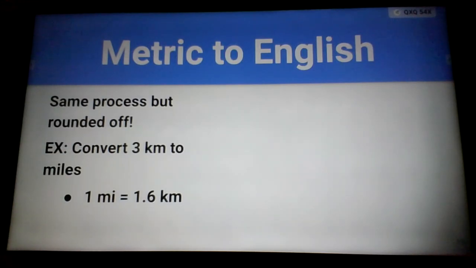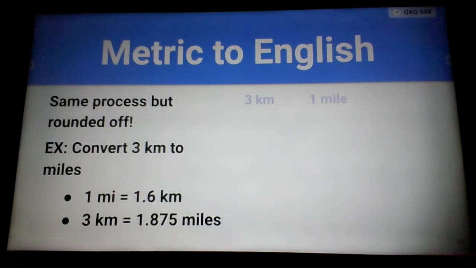Now that is not exact, that's a rounded off value. And we really can't get perfect exact matches when we go between metric and English because we don't have an exact value of 1 mile to 1.6 whatever kilometers. Okay, so we use the 1.6. That means 3 kilometers is approximately 1.875 miles. Now, how does that happen?